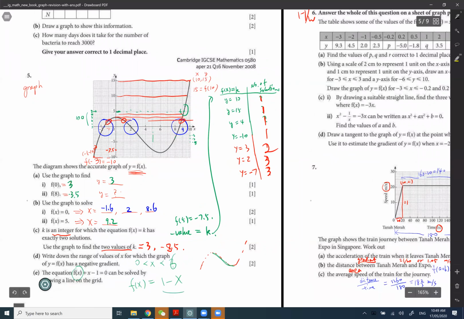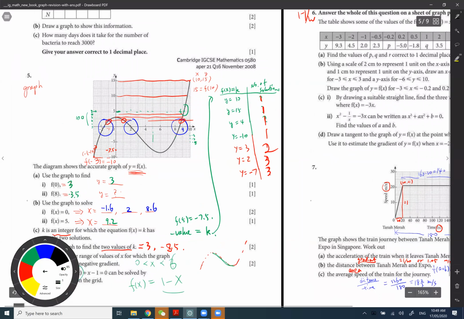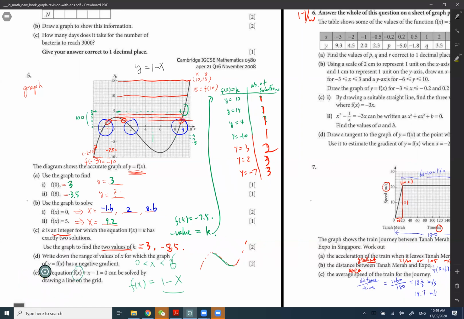Now if you sketch 1 minus x, let's sketch y equals 1 minus x. If x equals 0, y is just 1. If y is 0, x is also 1. So this is the line. This is y equals 1 minus x. Now, the question asks how many solutions here. After you sketch, you got 3 intersections. So you can answer 3 solutions.